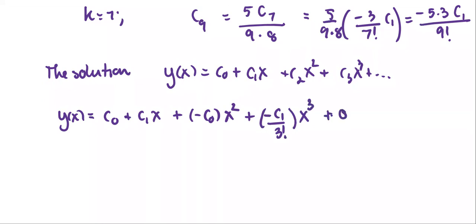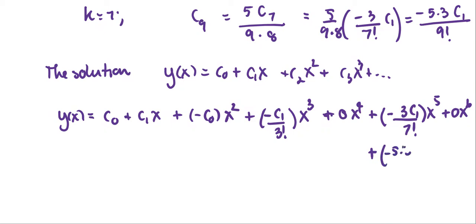C4 is 0, that means 0 multiplied by x to the fourth, and the c5 is negative 3 c1 over 7 factorial x to the fifth plus 0 times x to the sixth, and for the seventh term it is going to be plus negative 5 times 3 times c1 over 9 factorial times x to the 7 and so forth.